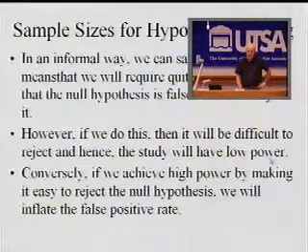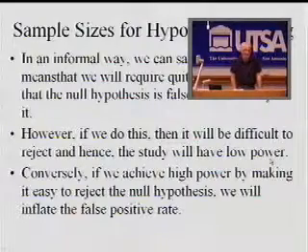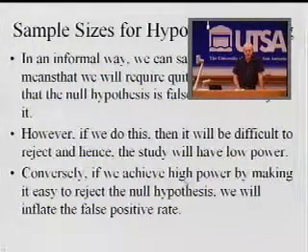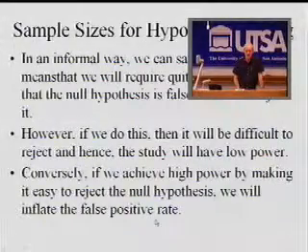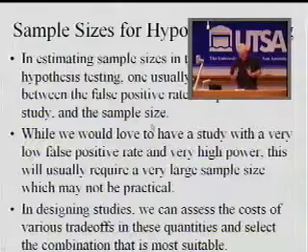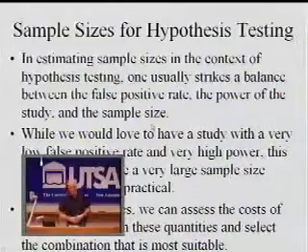So you make it too difficult to demonstrate a difference, and you'll have a low power outcome. Conversely, if we achieve high power by making it easy to reject the null hypothesis, we will inflate the false positive rate. So here is what we had discussed before, trying to get a balance so that you have credibility in your data. That is really what it comes down to.